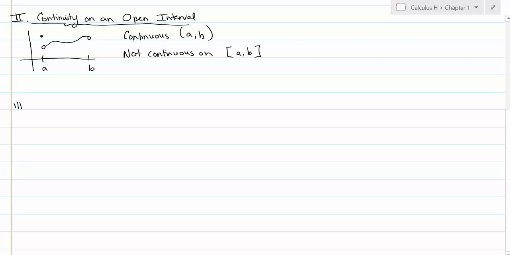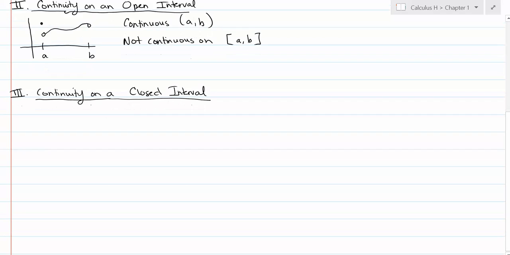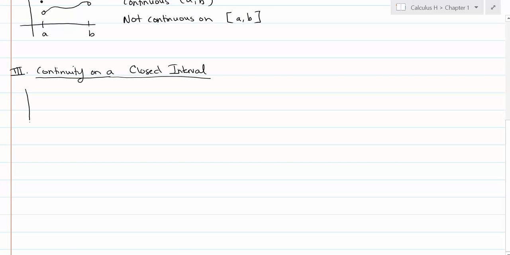Okay, next we'll look at continuity on a closed interval. If you think about a closed interval, that means the endpoints have to be included. So for some interval from a to b, the function needs to be continuous and it needs to include the endpoints. So it's going to be continuous on the open interval a b and the closed interval a b.